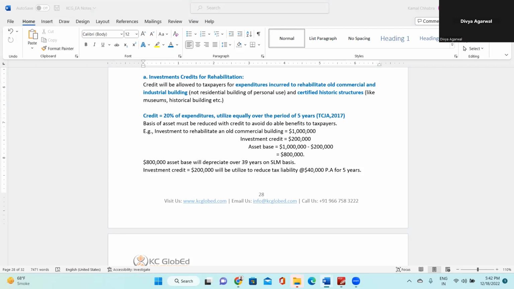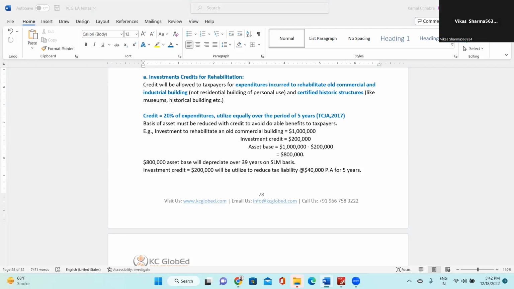20% of the expenditure. Yeah, no, I'm asking Vikas: how much is the investment credit? 20%, sir. Credit is 20% of the expenditure, utilized equally over the period of 5 years, sir. So what kind of investment expenditure is eligible for the rehabilitation credit?